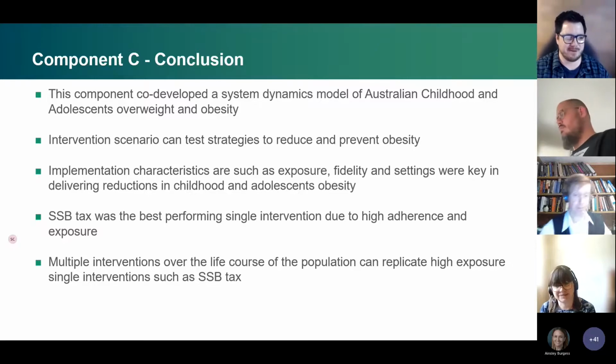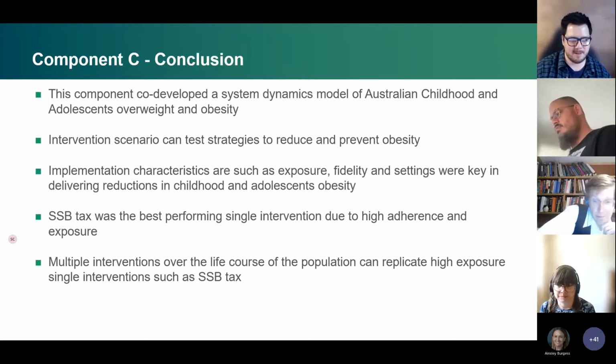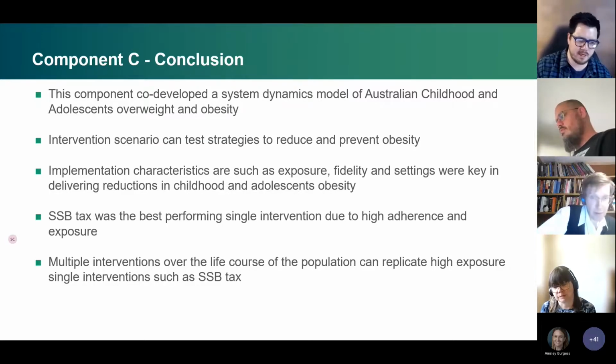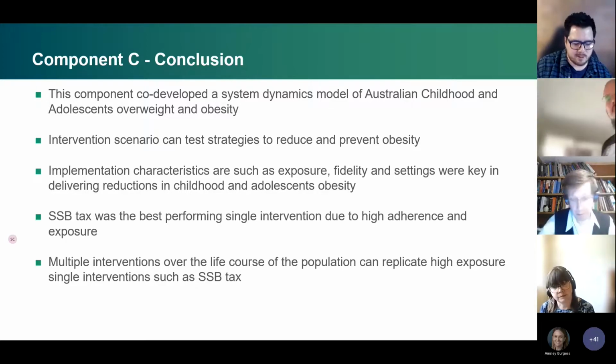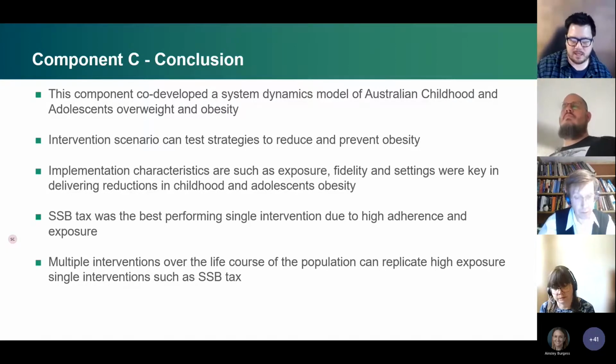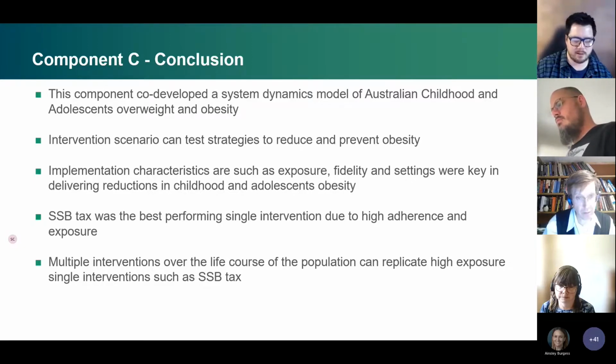This component was a co-developed system dynamics model looking at Australian children and adolescents. We're able to run scenarios in a like-for-like comparison because each scenario has similar assumptions. Some of the characteristics that made interventions very successful were the idea around exposure and fidelity, as well as where interventions were set, so whether it was a school or a childcare centre. Those aspects, I think, are really key in understanding how we can further the reduction into adulthood.